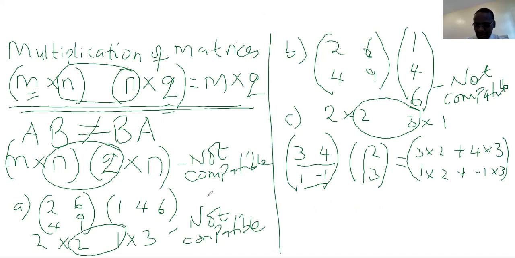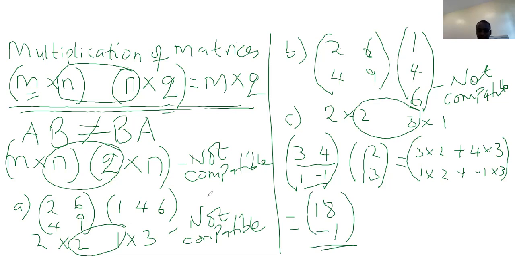3 times 2 is 6. 6 plus 12 is 18. This is 2 plus minus 3, so minus 1. That will be the answer to that multiplication. So look at the answer.